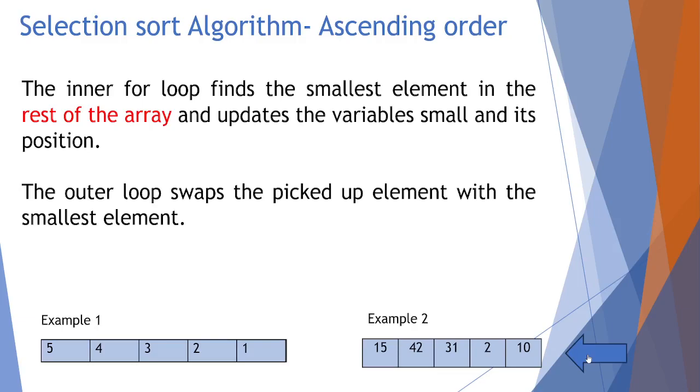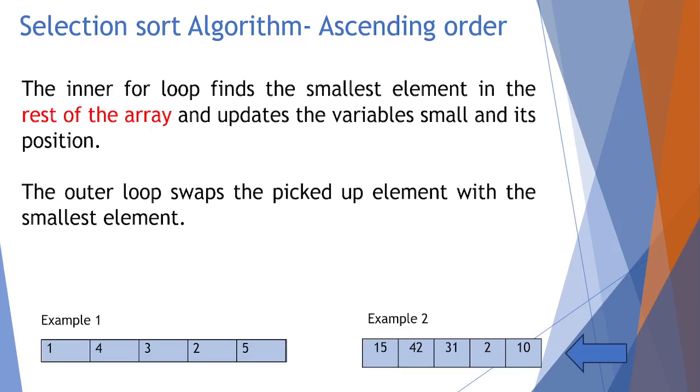For example 1, if you see, 5 is picked up by the outer for loop. That is the first element, index 0. But the inner loop searches for any smaller element in the rest of the array, that is 4, 3, 2, 1, and it finds the smallest, that is 1. Now the picked up element in the outer for loop, that is 5, is swapped with 1. If you see, 1 and 5 are swapped.